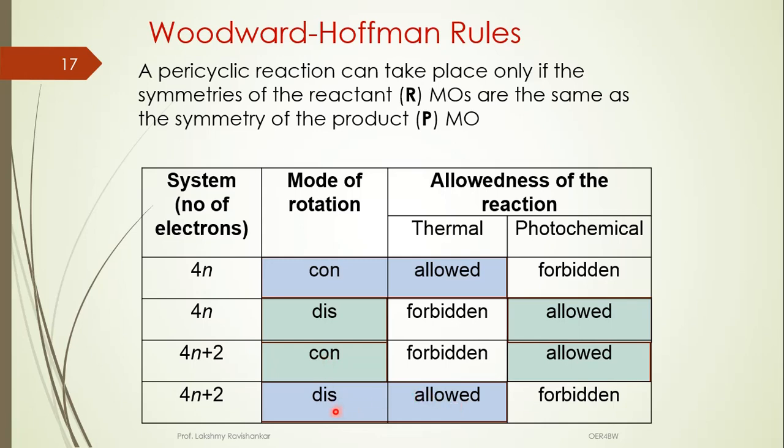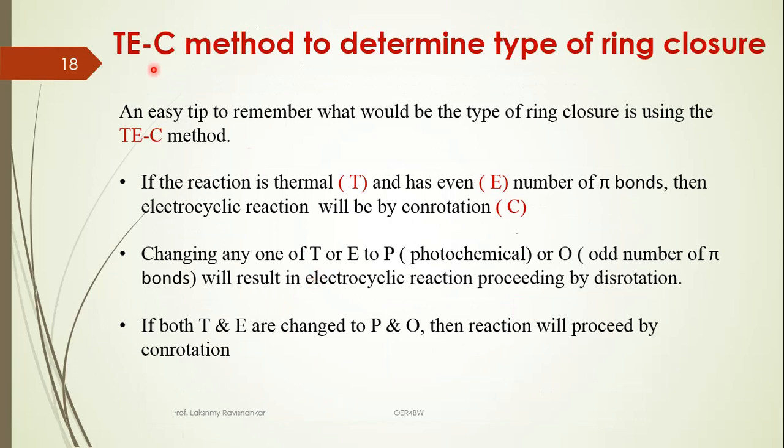The same thing has been simplified in a TEC method to determine the type of ring closure, which is a TEC tip. T stands for thermal, E stands for even number of pi bonds, and C stands for conrotation. So if the reaction is thermal and has an even number of pi bonds, then the electrocyclic reaction will be by conrotation. If I change any one of T or E to photochemical, that is P, or O, that is odd number of pi bonds, the resulting electrocyclic reaction will proceed by disrotation. However, if both T and E are changed to P and O, then the reaction will proceed by conrotation.